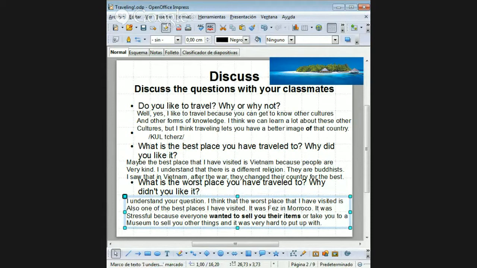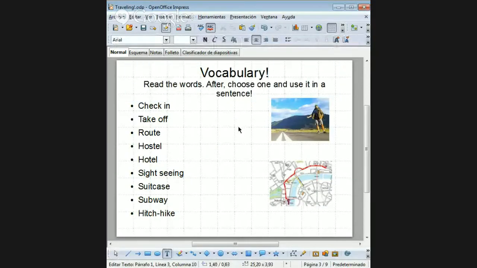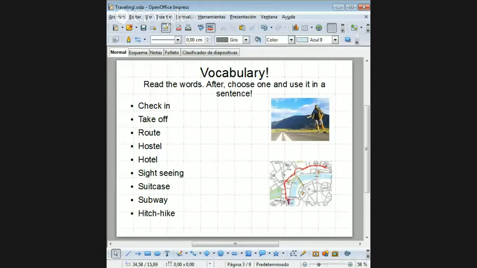Okay, and does anybody have any questions on this page? Any questions? No, teacher. Okay, good. Let's go to the next page. And let's have Claudia. Can you read the title and the directions? Vocabulary. Read the words. After, choose one and use it in a sentence. Nice. Really good pronunciation. That sounded great.